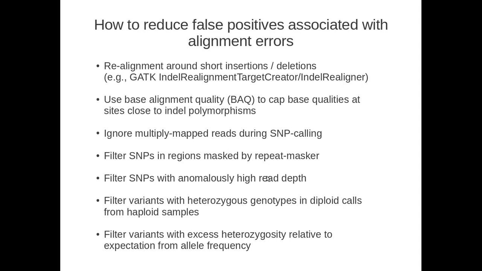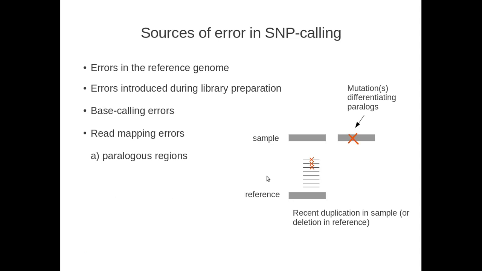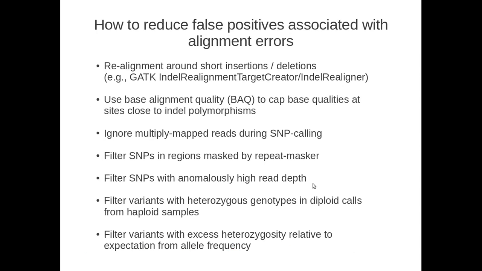We can filter SNPs with anomalously high read depth. So how do we detect this? How do we even begin to address this problem? Well, one thing to consider is that for a duplicated region in the sample genome that maps to a single region in the reference, you should have twice as many reads as your null expectation, compared to regions where the sample is not duplicated relative to the reference. And so this leads to the idea that maybe we can get rid of most of these cases simply by filtering on very high read depth. So that is a common filter that's applied.